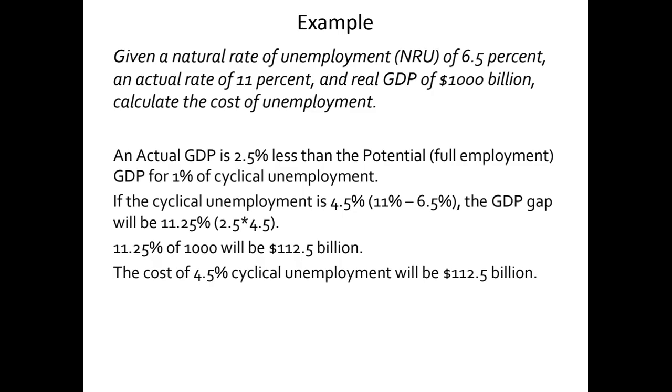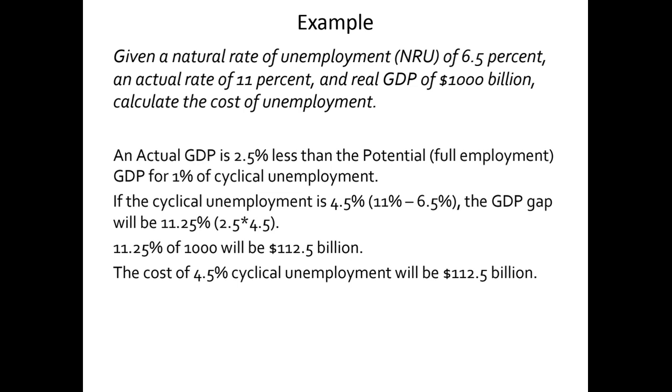So this is a simple example. Let me read the question first. Given a natural rate of unemployment, and by natural rate of unemployment, I mean frictional and structural unemployment, of 6.5%, an actual rate of 11%. By actual unemployment rate, I mean all unemployment, that is frictional, structural, and cyclical. The 11% is not cyclical unemployment, it is the overall unemployment rate. That includes all three types of unemployment: frictional, structural, and cyclical.